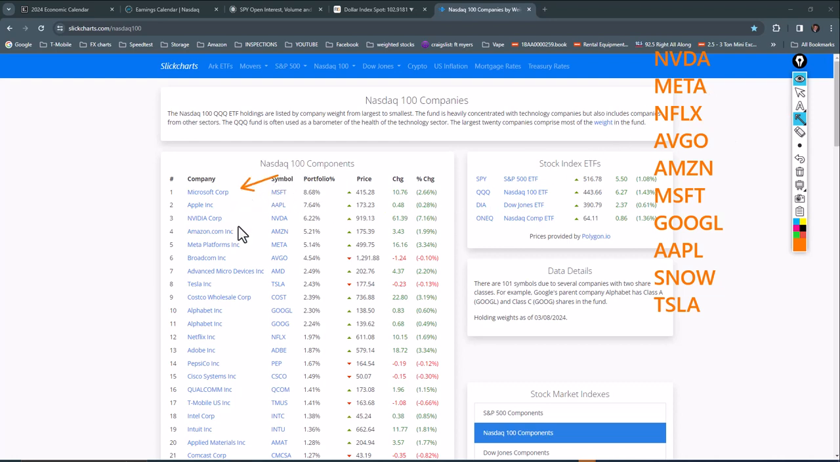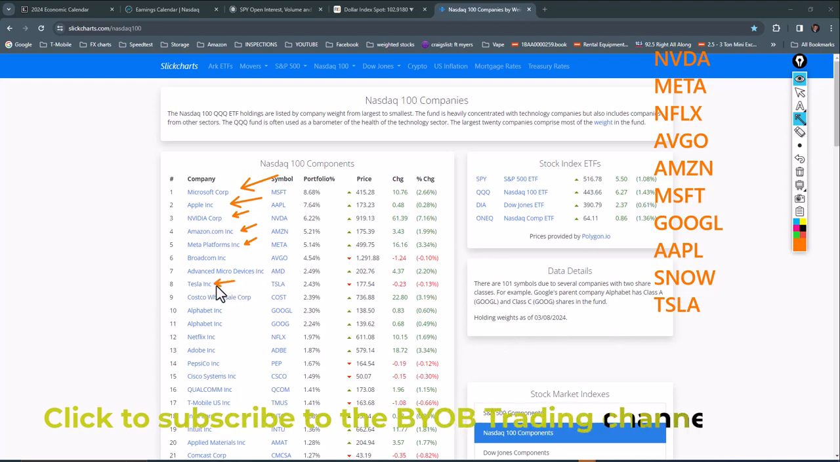So we've got Microsoft, Apple, NVIDIA, Amazon, Meta. Broadcom is not in there, but that's a big one. Advanced Micro, Tesla, that's also in there. Then you can see we've got Alphabet, and a little bit further down, we've got Netflix. This is the NASDAQ 100, which means there are 100 companies in the QQQ.